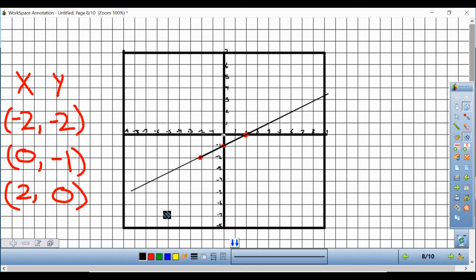This is the line that that equation forms. So once again, we read lines like we read words from left to right, and this is going up. So it is a positive slope.